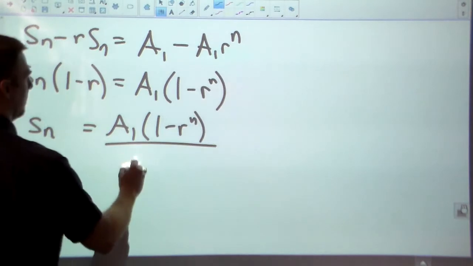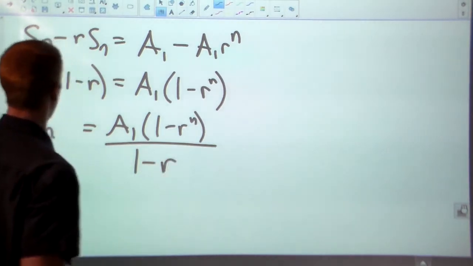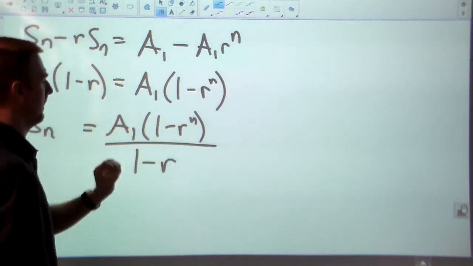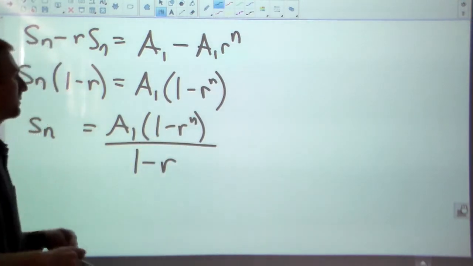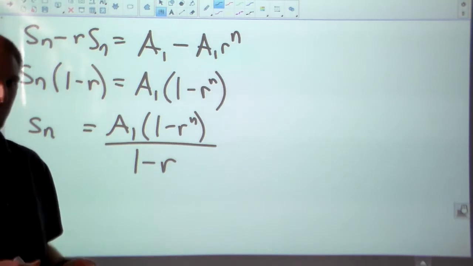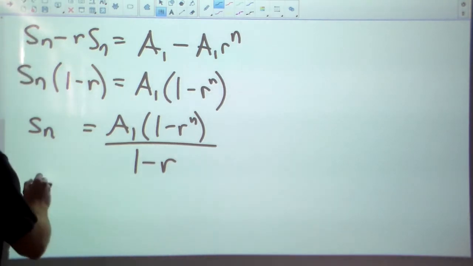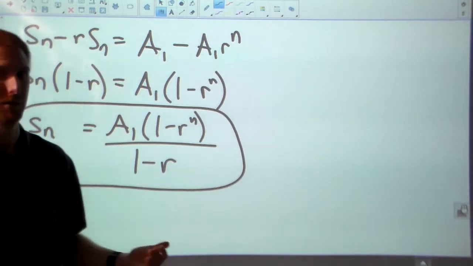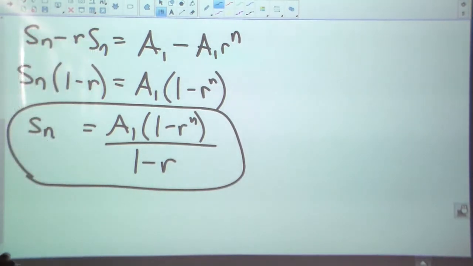So that's going to do it. S sub n equals A sub 1 times (1 minus R to the n) over (1 minus R). So it's a little lengthier formula, a little bit more to memorize. I think it's worth it to see how you derive it, because it honestly just looks kind of made up if you don't derive it. So hopefully that helps you see that part.